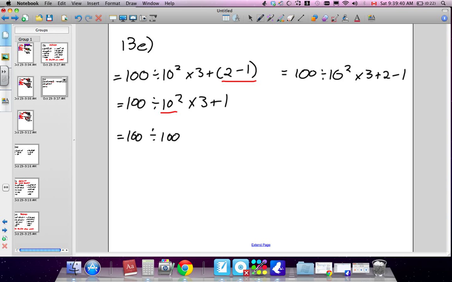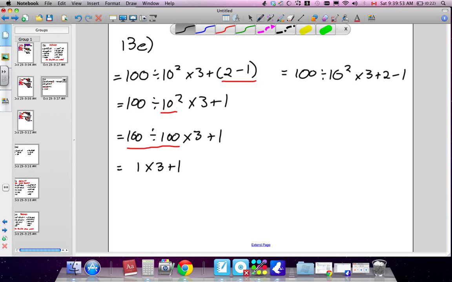Okay? Now, according to BEDMAS, what do we do next? Exponents. We did brackets, now we're doing the exponents. So we get 100 divided by 100 times 3 plus 1. Okay? And then what do we do next? Division, because it comes before the multiplication.